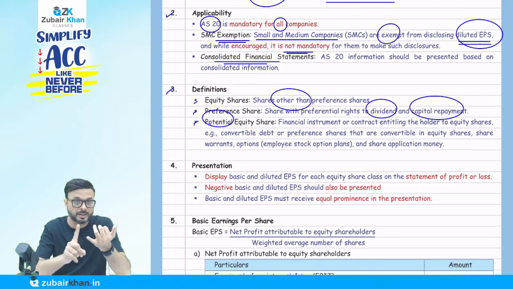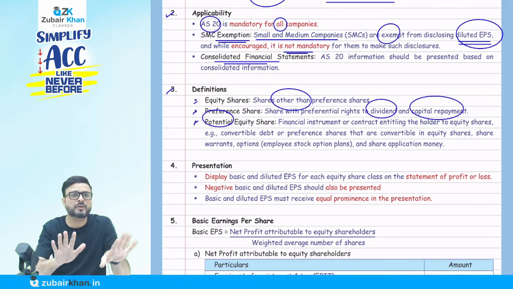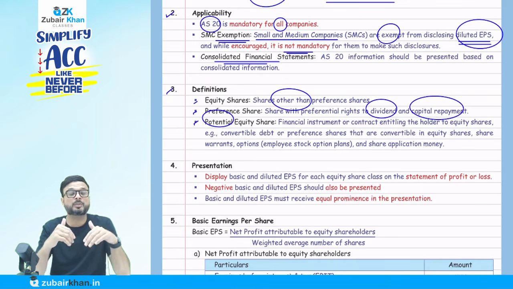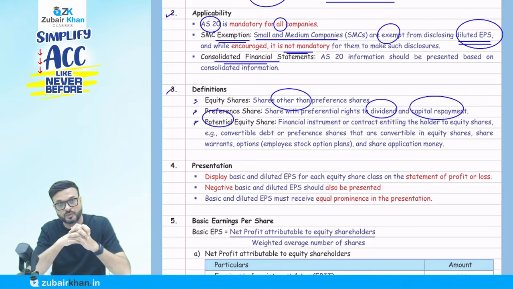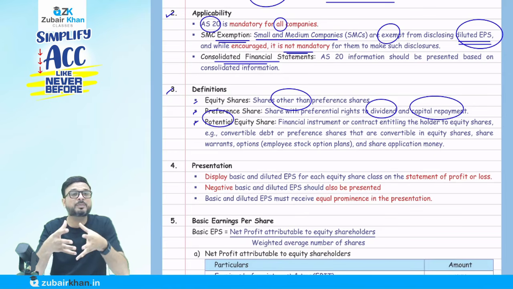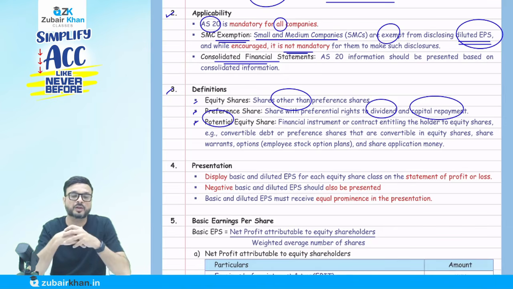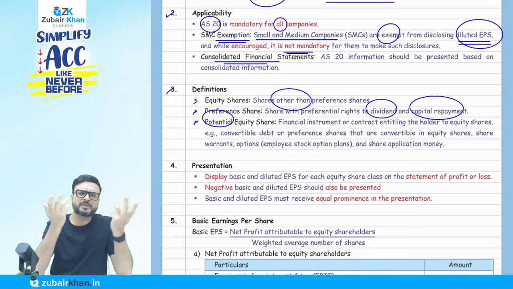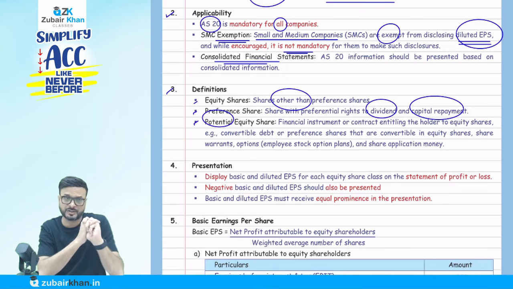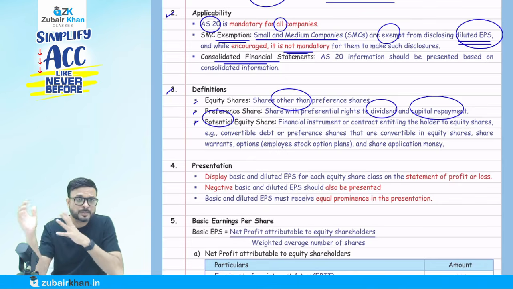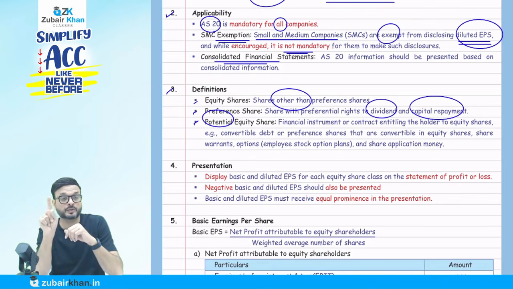For example, convertible debentures, convertible preference shares. They are not equity shares today, but they are going to be converted into equity shares in future, like options, or share application money that they will receive. We call them potential equity shares. So why is there a need for these potential equity shares here? Because we will discuss diluted EPS, where potential equity shares are used.